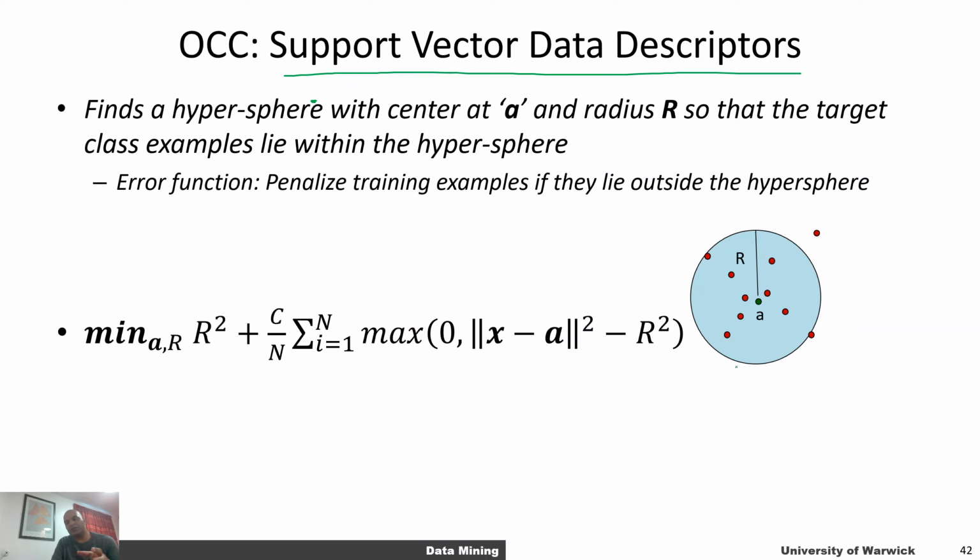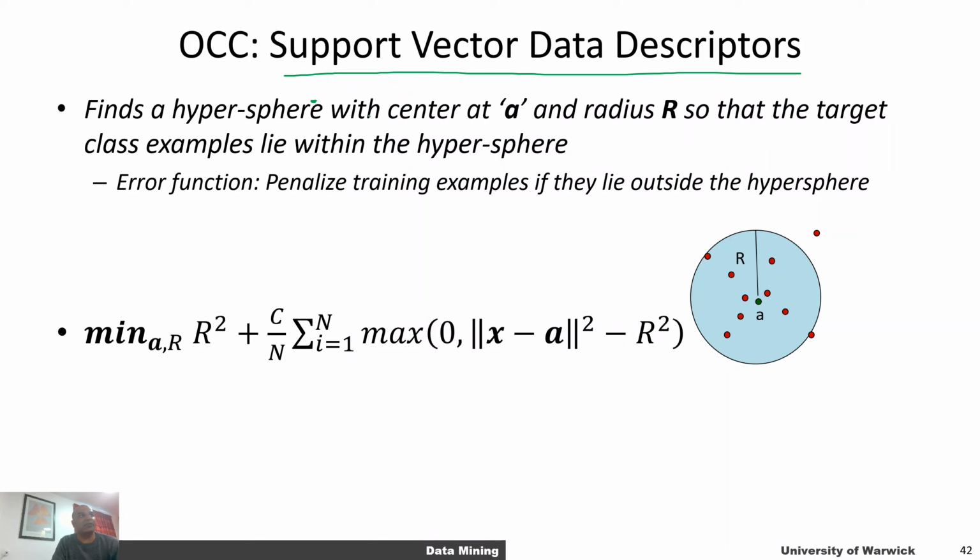So imagine you've got examples in the training set, and what you essentially want is a curve, or in the case of the support vector data descriptor, a sphere around all the target class examples, so that if a given test example falls within this sphere, then it belongs to the target class. If it doesn't, then we say that it does not belong to the target class and is anomalous. So this is the central idea.